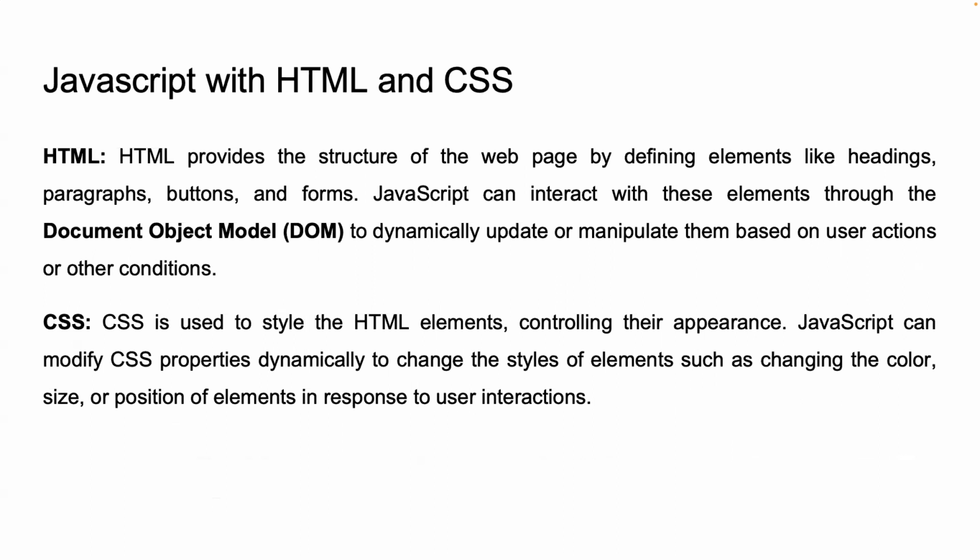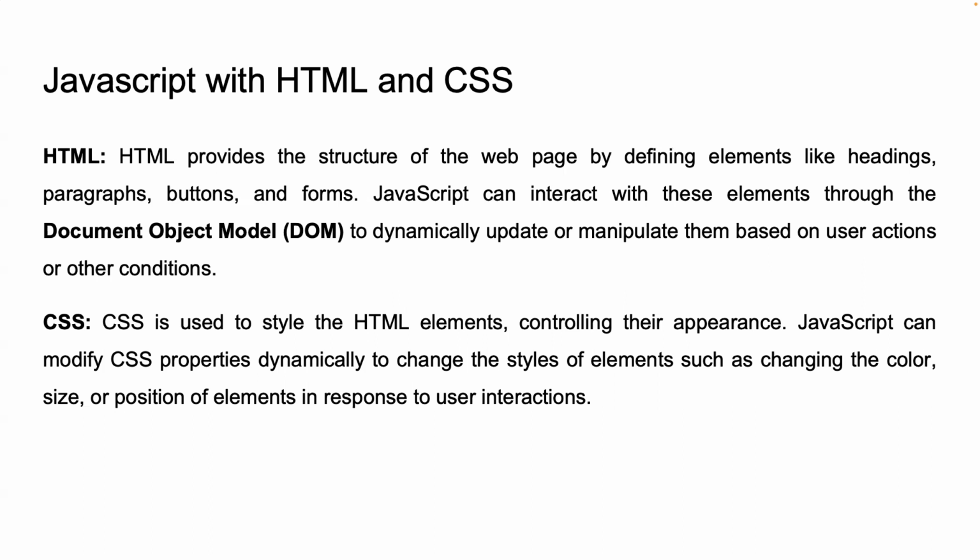So, JavaScript with HTML and CSS. HTML provides the structure of the web page by defining elements like headings, paragraphs, buttons, and forms. But JavaScript can interact with these elements through the DOM, the document object model, to dynamically update or manipulate them based on user actions or other conditions. So you have written something in HTML, buttons, paragraphs, or whatever, but through JavaScript you can change that HTML as we go. The user does some action, and that changes the HTML's title, text, or other details.